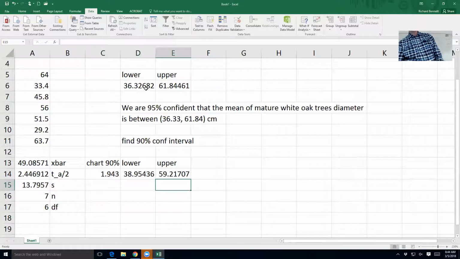Okay, so as you see this, we went from 36 to 61 to 38 to 59. So definitely, the less confident you are, the smaller your margin of error. Does that make sense?